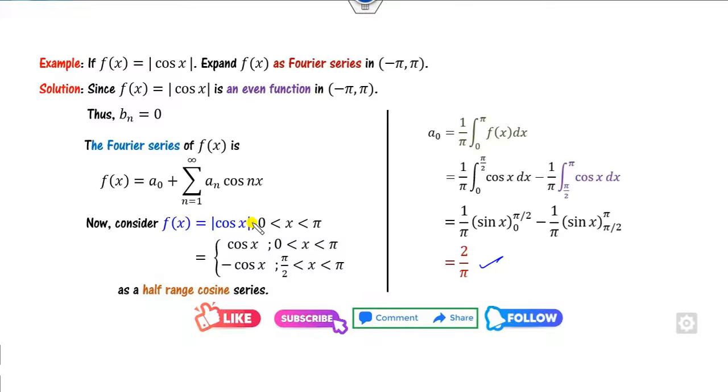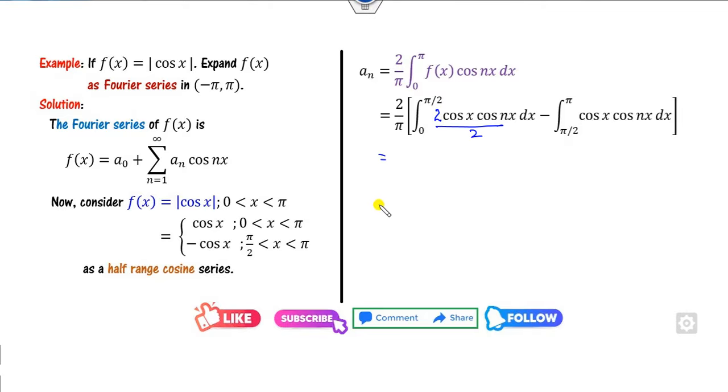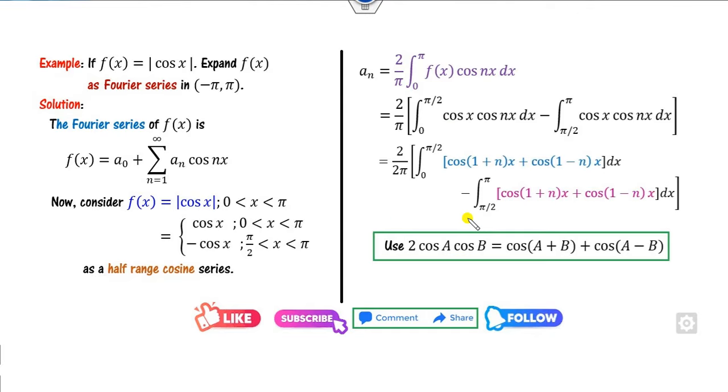Then your target is to find the an. An will be 2 upon L, this one. Remember, your target is to find the a1 also. Why? I will explain you in this case. Now how can you solve that? You can multiply by 2 divided by 2. Fine. So what is the formula for that? 2 cos A cos B. So you have to apply the formula for 2 cos A cos B, that is cos A plus B plus cos A minus B.